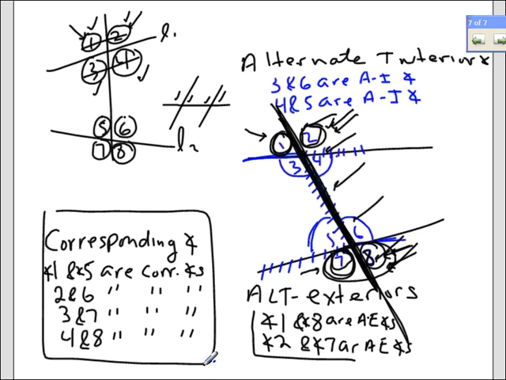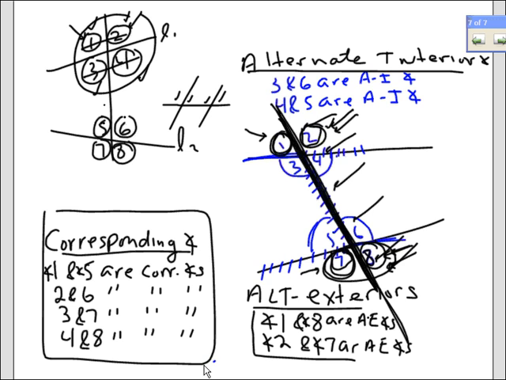Okay. So we talked about alternate interior angles, corresponding angles, alternate exterior. Corresponding angles, two angles are corresponding if they're in the same type of location. You always pick one from here and one from there. They have to be in the same location. Top left, top right, bottom left, bottom right.